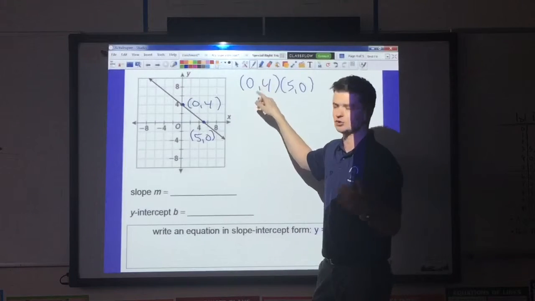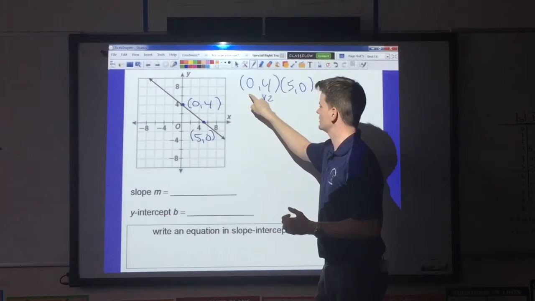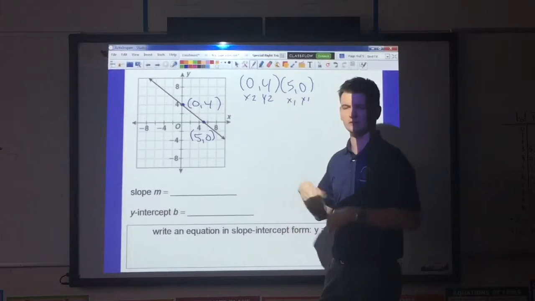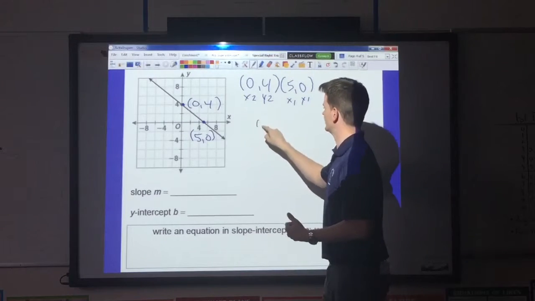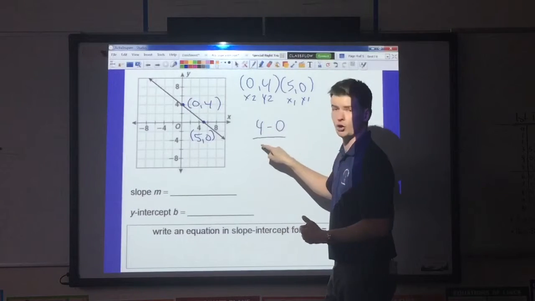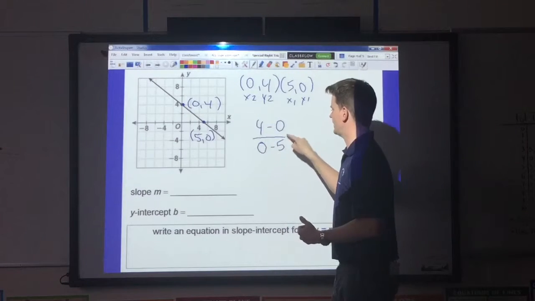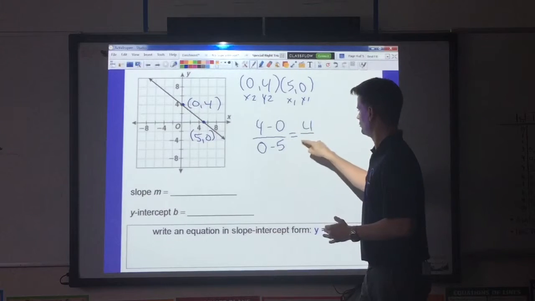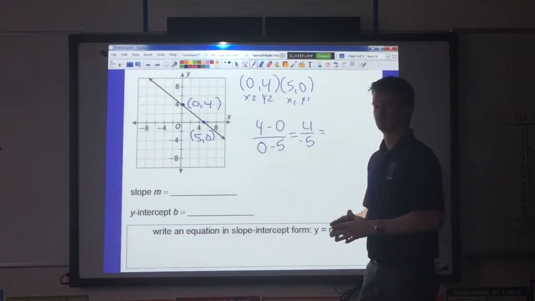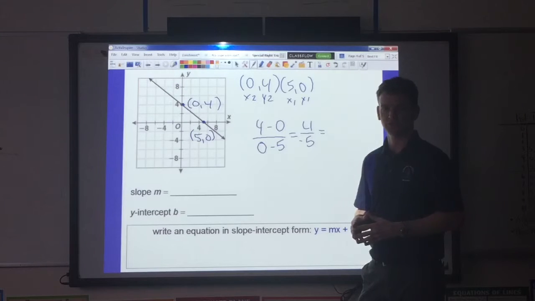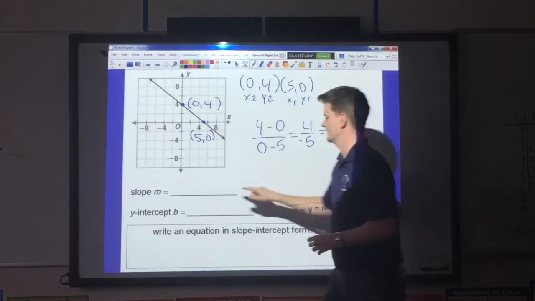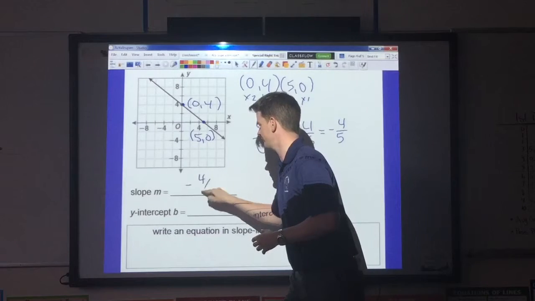4 is the larger of the two y values. That's my y2. So that's my x2. That's my y1. That's my x1. I substitute into the formula, and I'm going to get 4 minus 0 over 0 minus 5. I do some quick math here to get 4 over -5. So my slope, now that I've done the subtraction, is going to be -4/5. I have my slope, -4/5.